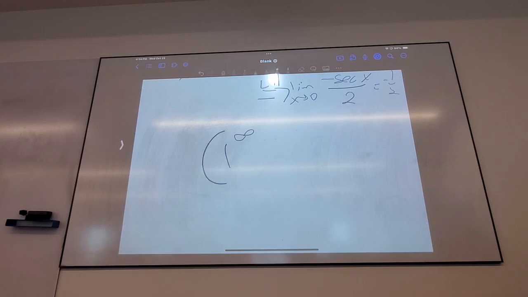So 1 to the infinity, why is that indeterminate? Because 1 to any power is 1. But does this ever equal 1? No. 1.0000001 to the 18 billionth power is humongous. 1.000000001 to the x goes to infinity. 1 to the x goes to 1. This approaches 1. Does it approach 1 fast enough so that the answer is finite? I don't know. That's why we do L'Hopital's rule.